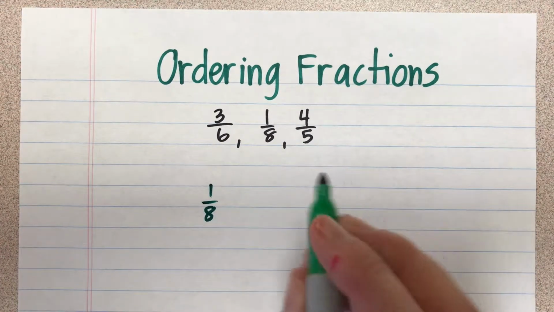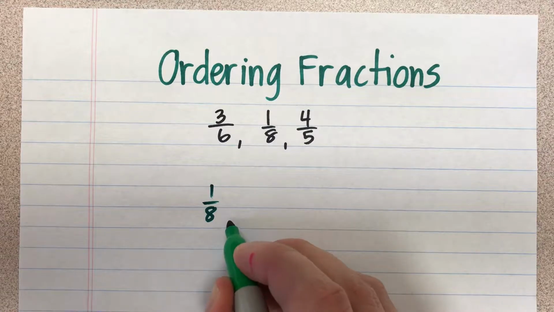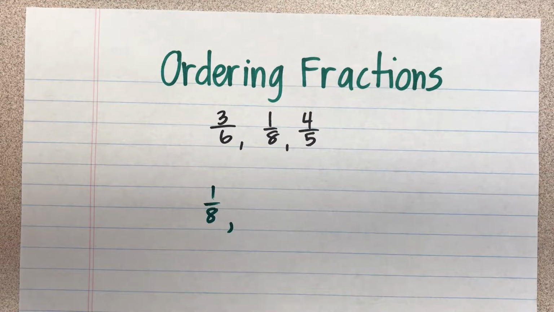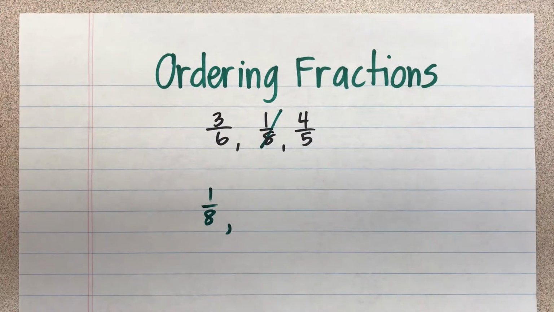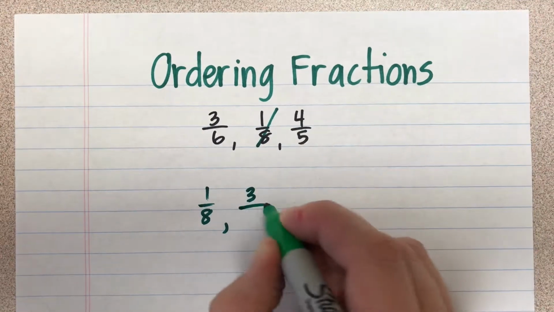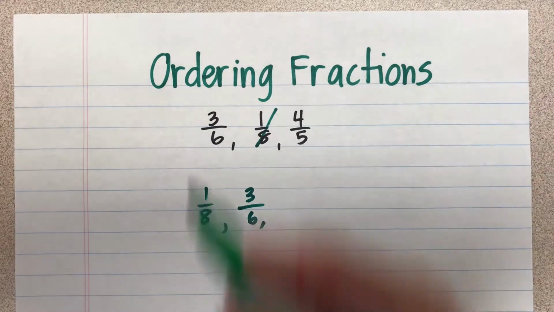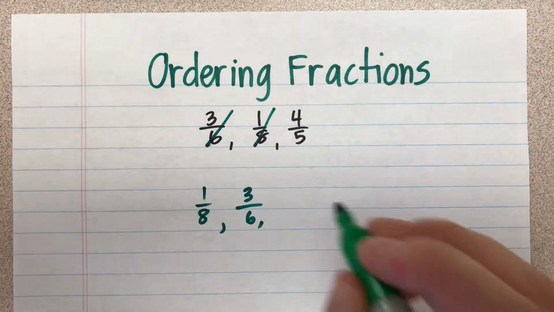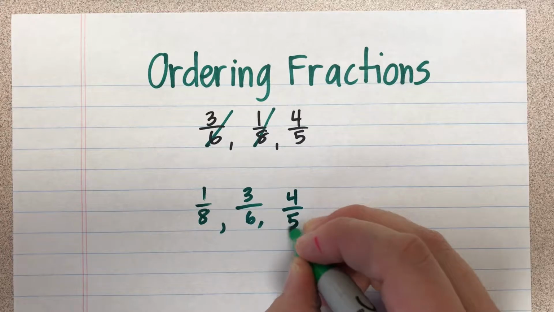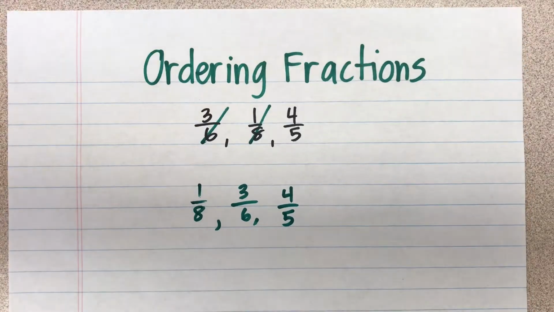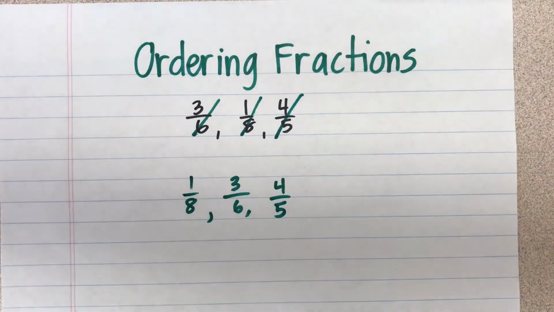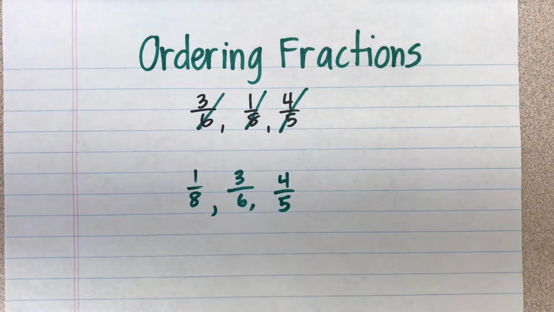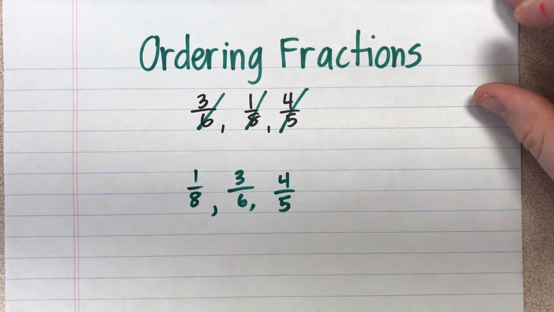1/8 is the smallest, and we always order least to greatest. So 1/8 would be the smallest fraction. The second largest fraction would be 3/6 because that's really equal to half. And then 4/5 is closest to whole, so 4/5 would be the largest out of those 3. So those 3 now are in order, and you didn't have to find common denominators. That happens sometimes. It doesn't happen all the time, but you just need to look at your fractions in order to tell if you can order them that way.